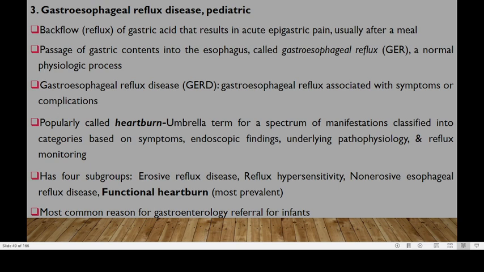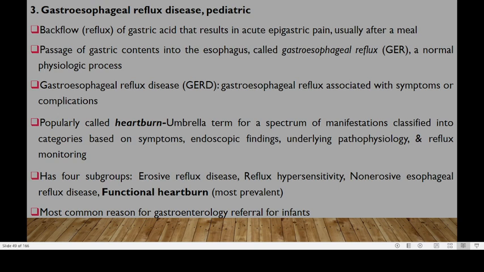Passage of gastric contents into the esophagus is what is called gastroesophageal reflux, and it's a normal physiological process. Gastroesophageal reflux disease refers to the gastroesophageal reflux and its associated symptoms or complications. It's popularly known as heartburn.